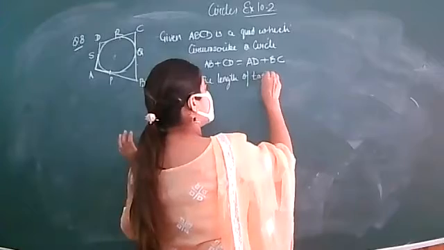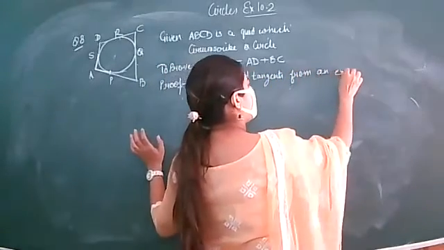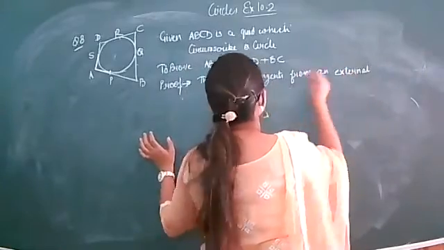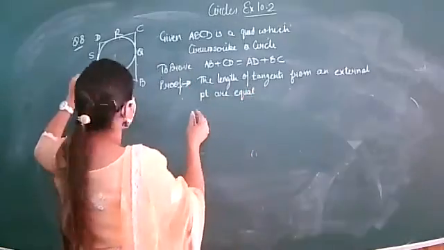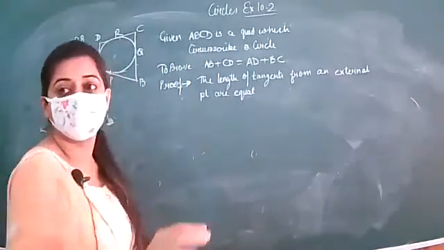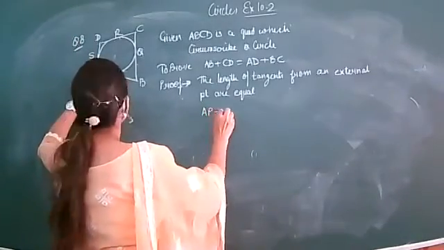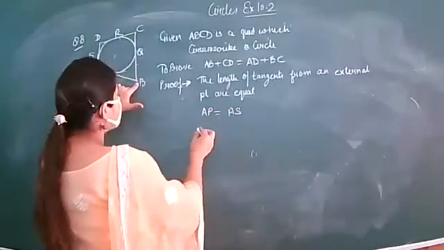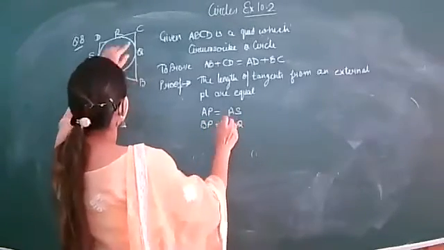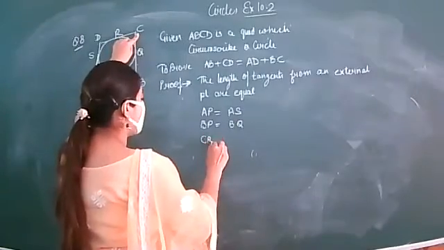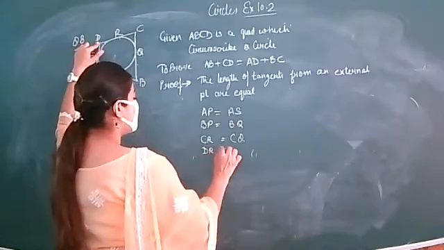So I'm writing: lengths of tangents from an external point are equal. So from the first point A, I have AP is equal to AS. From the B point, I have BP is equal to BQ. From the C point, I have CR is equal to CQ. Next, from the D point, I have DR is equal to DS.